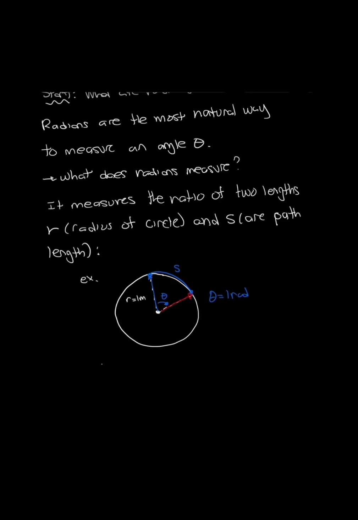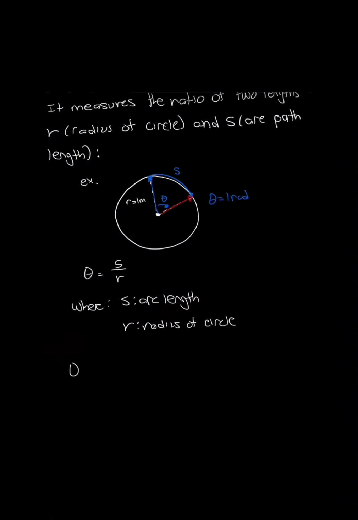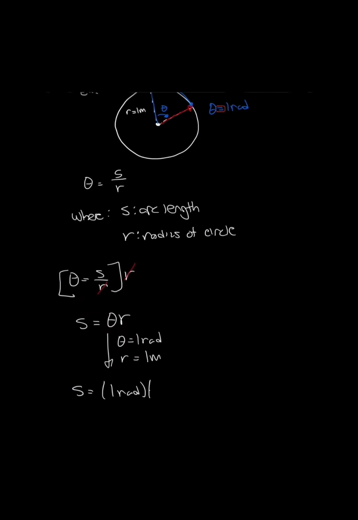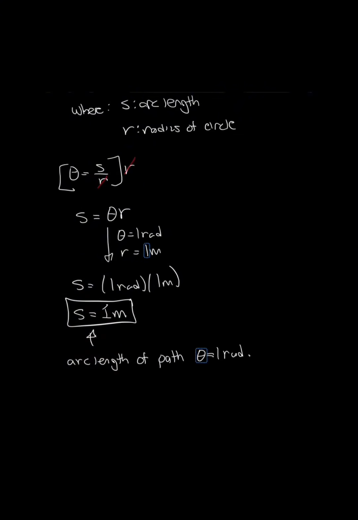And from the definition of radians, we identify that theta is the ratio of s over r, where s is the arc length and r is the radius of the circle. We can multiply both sides by r, isolate for the arc path length s, and if we plug in theta equal to 1 rad and r equal to 1 meter, we get that the arc length is equal to 1 meter. So this is the arc length of the path traversed when theta is equal to 1 radian.